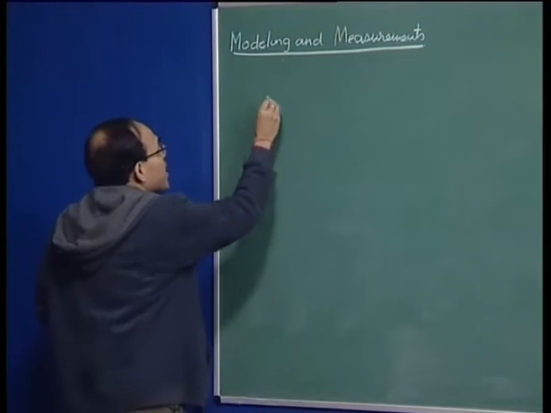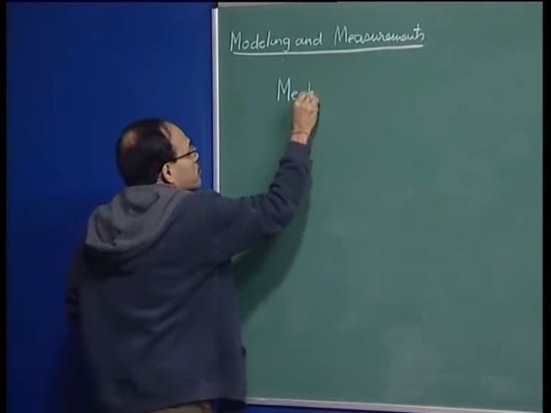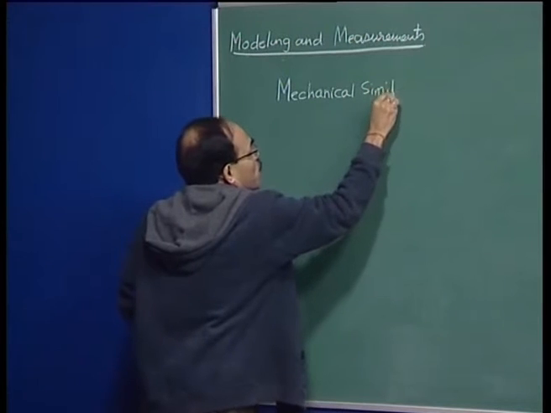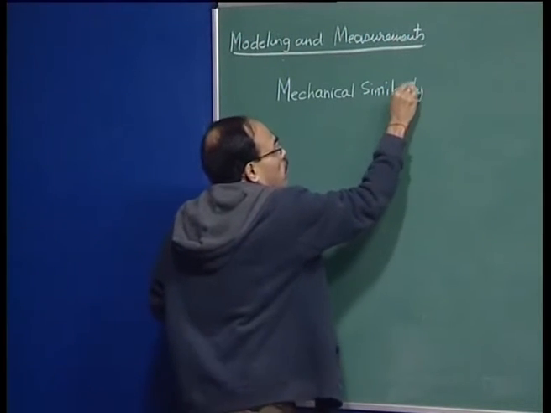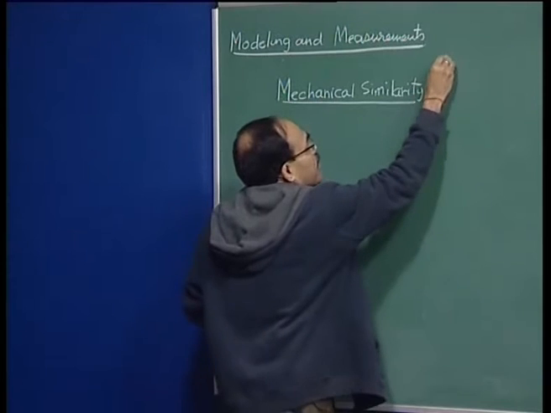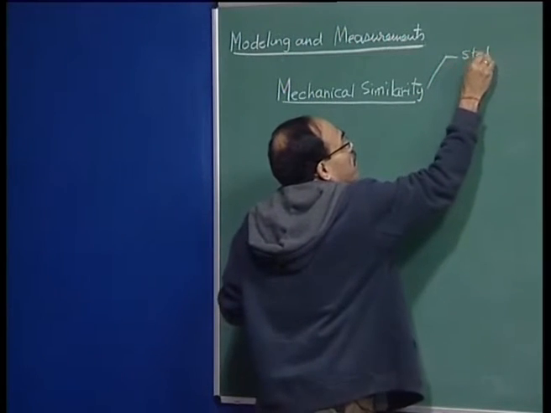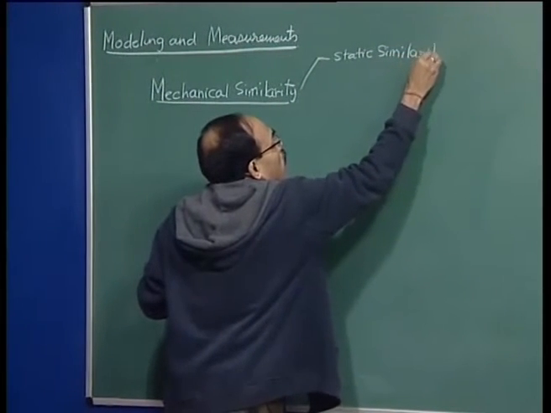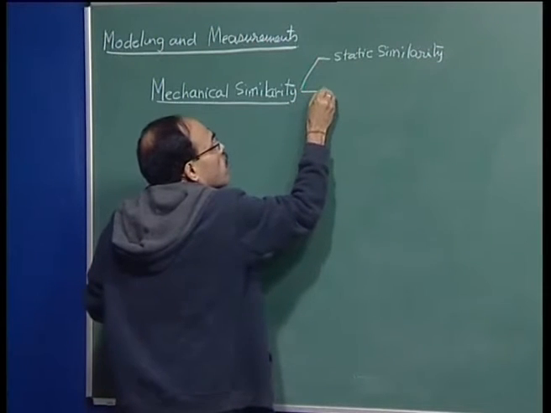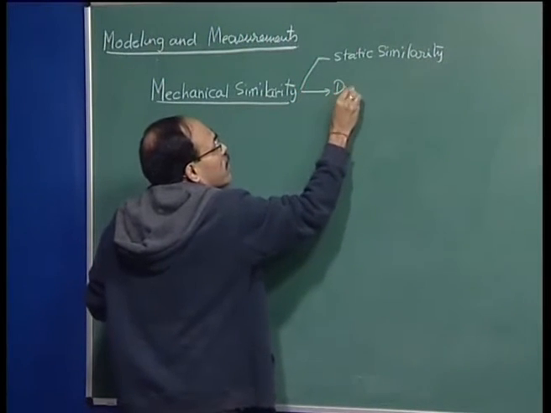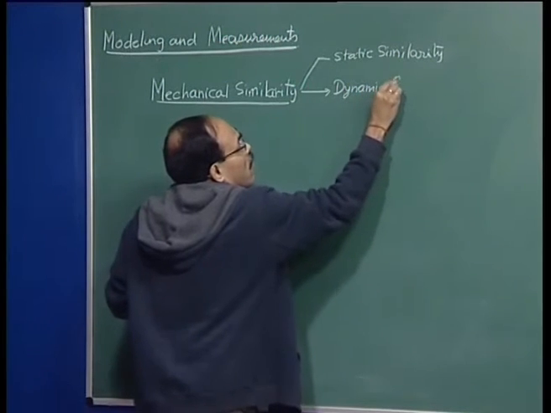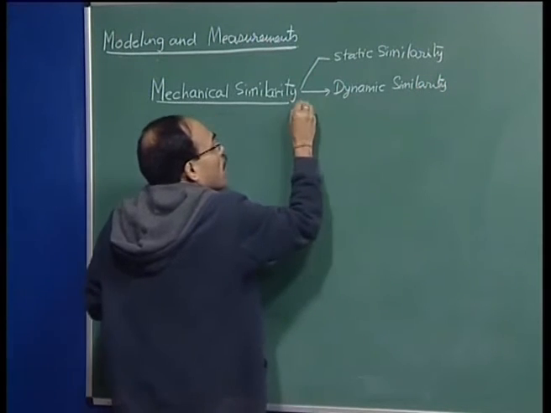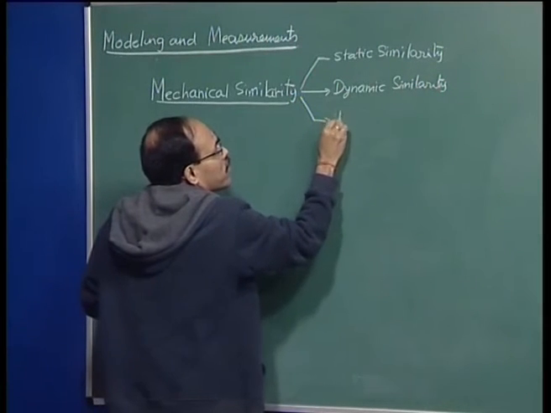Now, coming to mechanical similarity, three subdivisions are possible here. These three subdivisions are, one, called static similarity, dynamic similarity, and the third is called kinematic similarity.